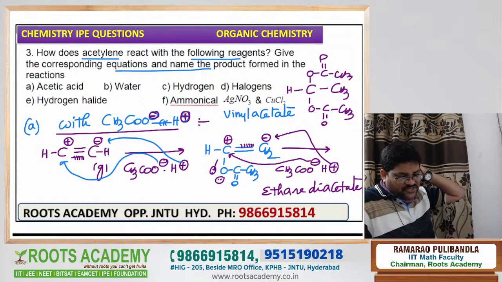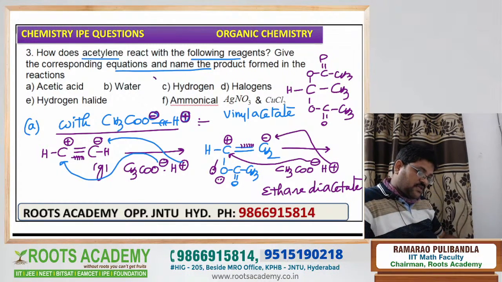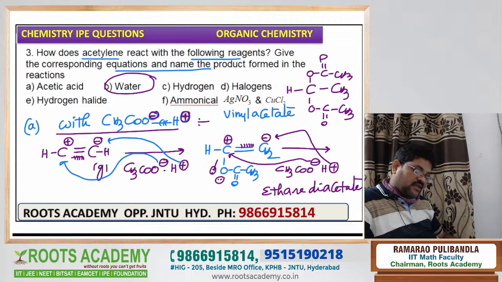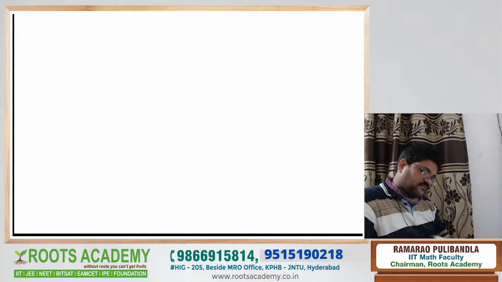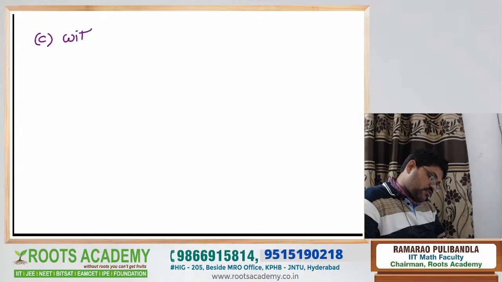Understood what I am saying? This is a simple explanation. The reaction with water is completed. Acetylene gas reacts with water, you get what? Vinyl alcohol, or rather acetaldehyde. Reaction completed. And the next one, reaction with what? Reaction with H2 gas. Now, the third one, with H2 gas. It is a very simple reaction.